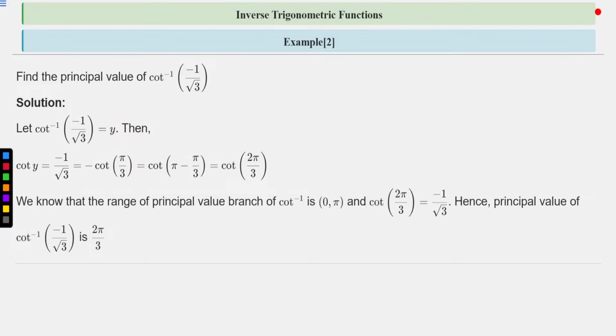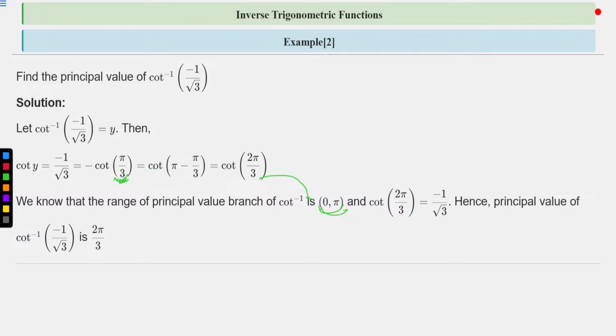Now we know that the range of principal value branch of cot inverse is 0 to pi. It is not minus pi by 2 to pi by 2, it is 0 to pi. Minus of cot pi by 3 can be written as cot of pi minus pi by 3. And after solving this, you will get cot of 2 pi by 3. Now we have to check whether this 2 pi by 3 is lying in 0 to pi or not. Yes, it is lying in 0 to pi. Clear?